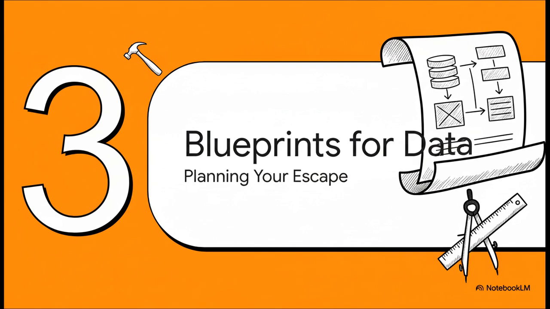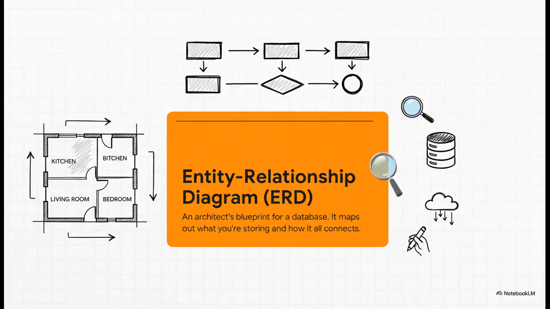But you can't just go splitting up tables willy-nilly. You need a plan. You need a blueprint before you can even think about building. And that blueprint is called an entity relationship diagram, or an ERD. The best way to think about it is like an architect's plan for a house.